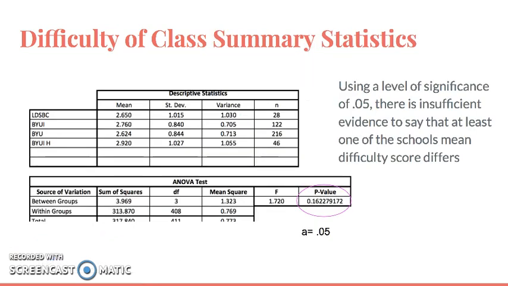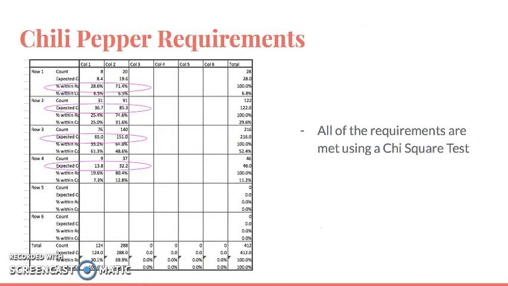Based on this ANOVA hypothesis test, we found that our p-value is 0.162. So using a significance level of 0.05, we fail to reject the null, meaning that the difficulty of classes between BYU schools is roughly the same.